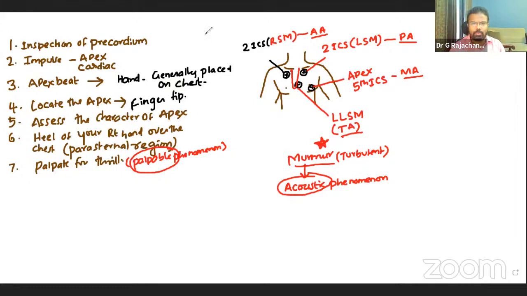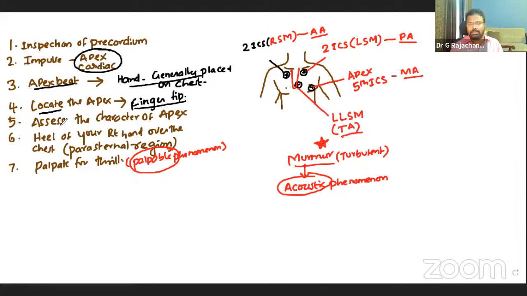So next, we move on to the next thing that is called listening, that means auscultation. So these are the 7 points on the precordium. We will just quickly glance through once again. We are inspecting the precordium for scars, for any dilatation, and also if there is any deformity. Then we are looking for the impulse, that is called apex impulse or cardiac impulse. Then we are identifying the apex beat, first generally by placing the hand, then with the help of a fingertip, you are locating it.